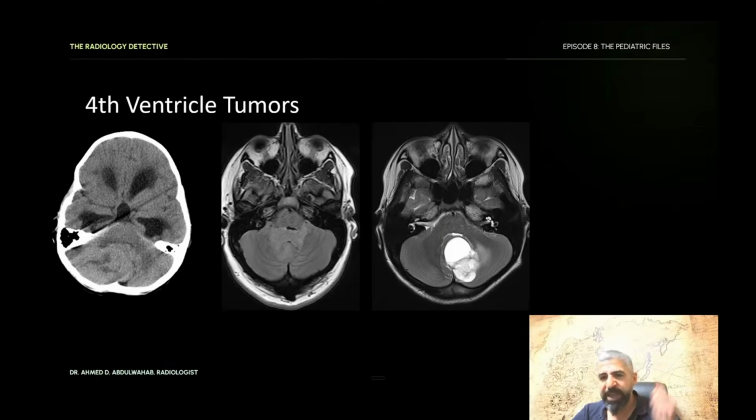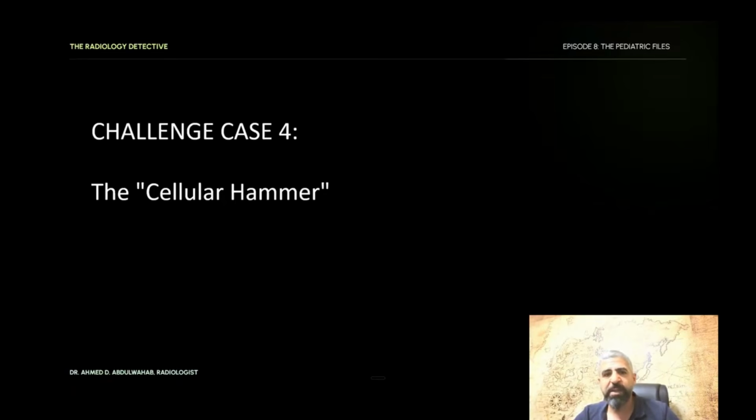Okay, so the texture tells everything. The one that's dense in the midline is a medulloblastoma. The plastic one that squeezes through foramina is an ependymoma, and the cyst with a bright nodule is a pilocytic astrocytoma. Excellent. Now, let's go to challenge case number 4.